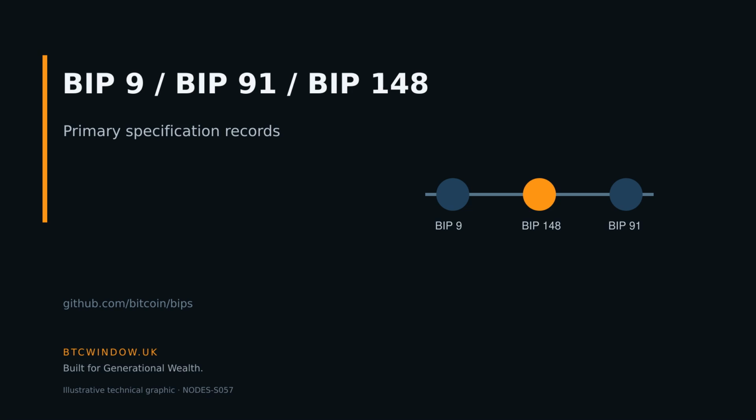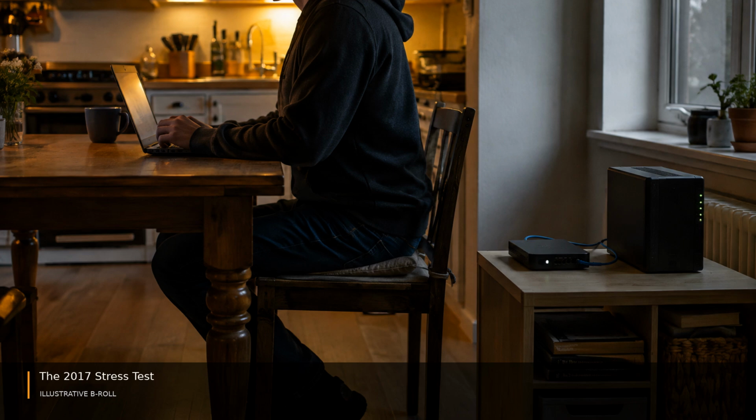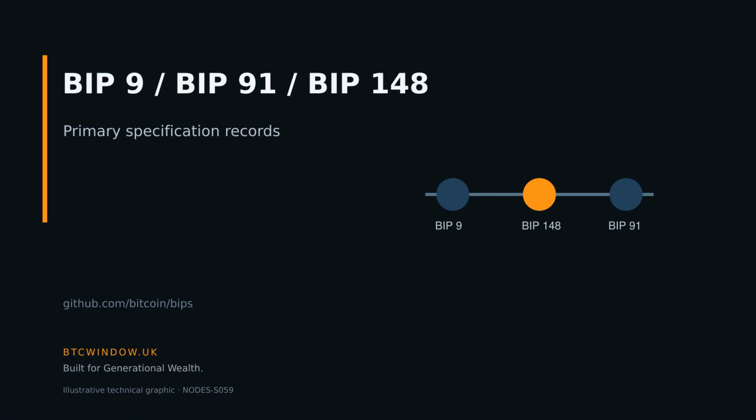BIP148 described a user-activated policy. During a defined window, participating nodes would reject blocks that did not signal for SegWit. That was not a survey. BIP148 nodes were committing to specific behavior. If economically important participants enforced it while miners produced incompatible blocks, the network could split.